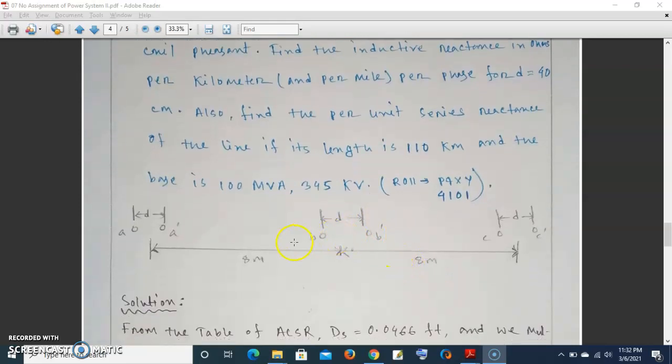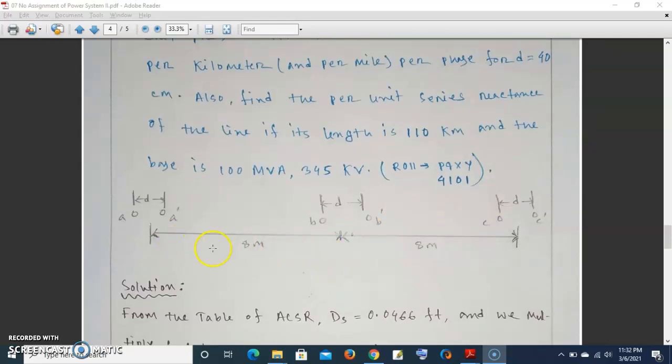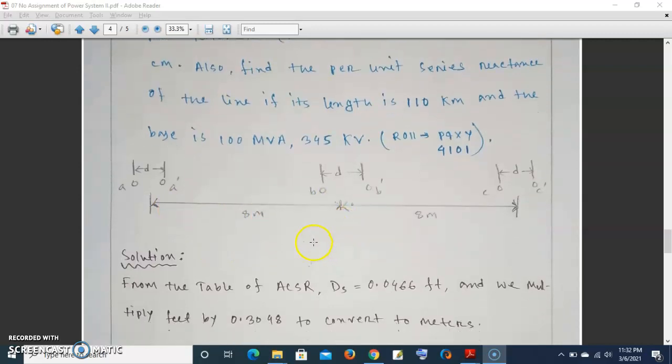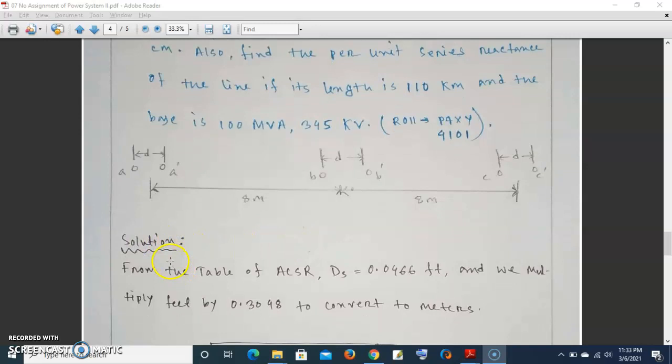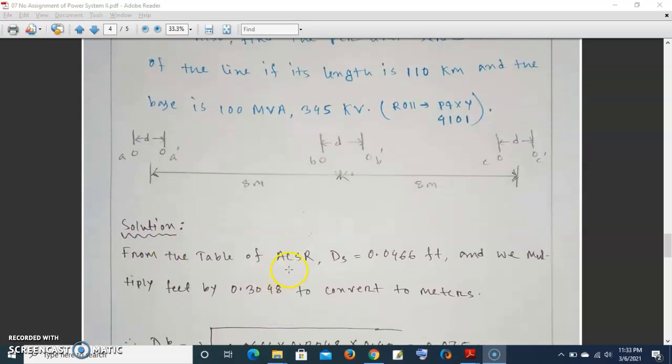If I convert the values, I get the spacing of the line as 8 meter and 8 meter. Now we get the solution from the table of ACSR. Ds equal to 0.0466 feet, and we multiply feet by 0.3048 to convert to meters.